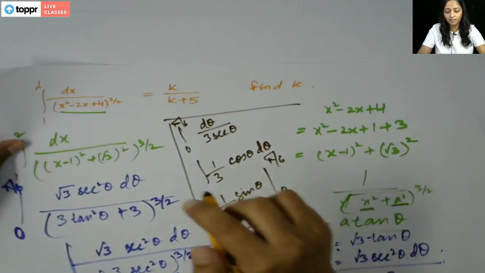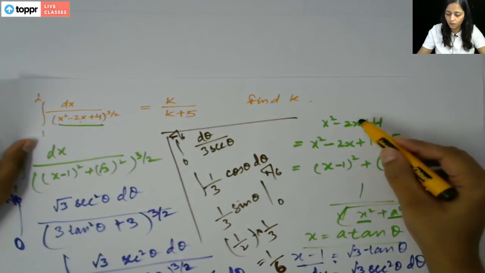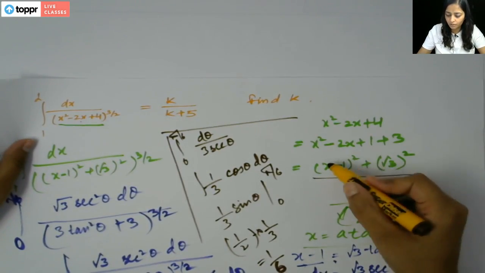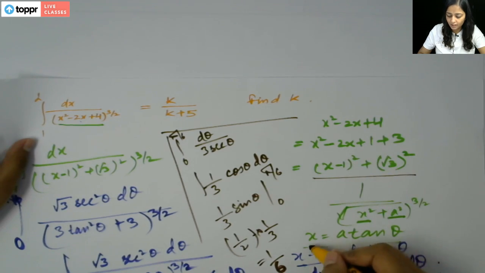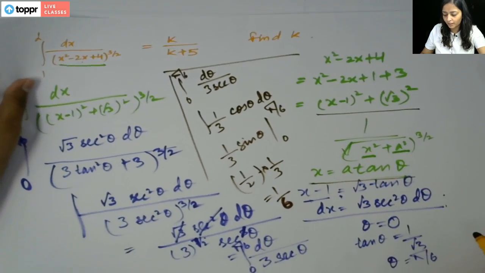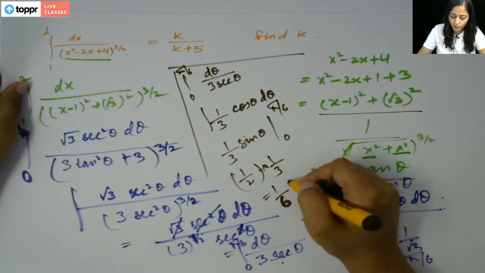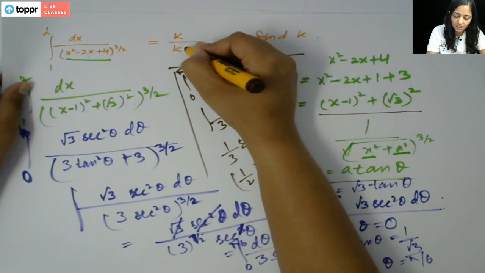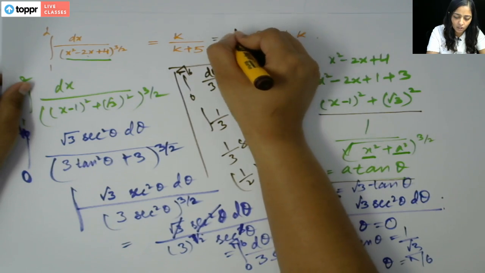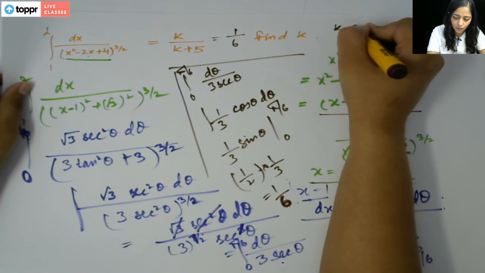So first we converted this into a quadratic with a whole square, and then we substituted x equal to a tan theta, and then we evaluated the integral, and we got it to be 1 by 6. So this k by k plus 5 is equal to 1 by 6. So k is equal to 1.